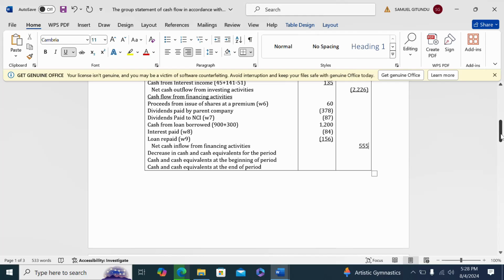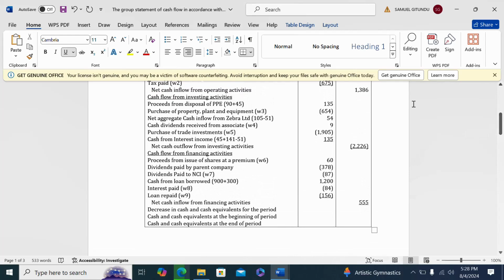So if we add all of these, we are going to get the decrease or increase in cash and cash equivalent for the period. So 1386 minus 2226 plus 555, I'm getting a decrease in cash and cash equivalent of 285 for the period. So that is the decrease in cash and cash equivalent for the period.